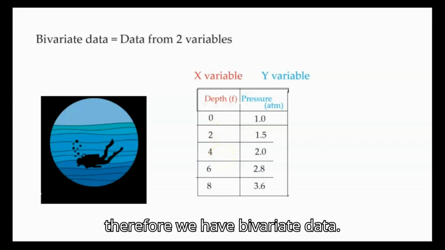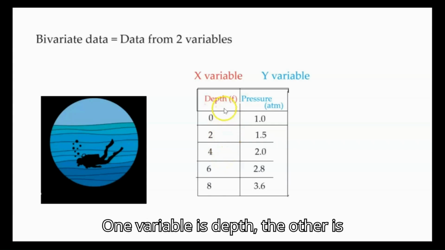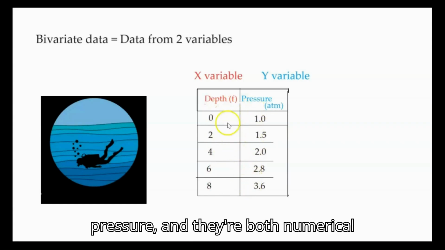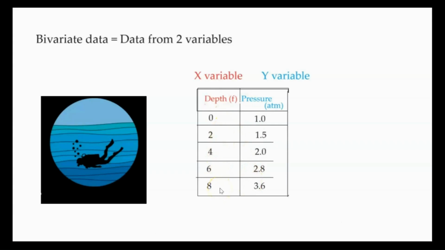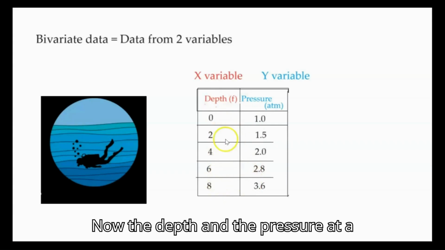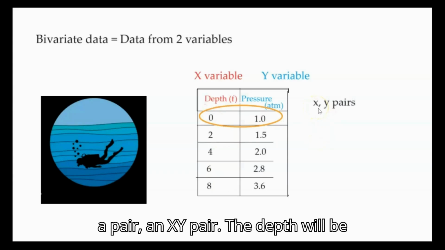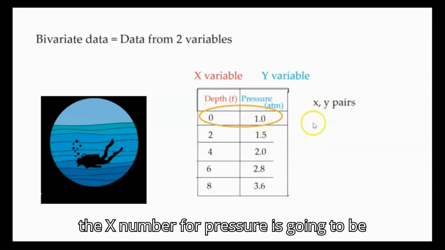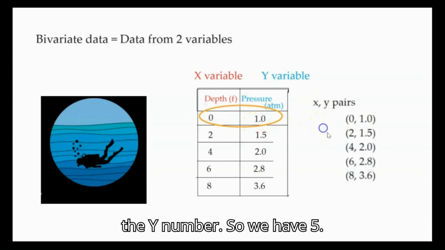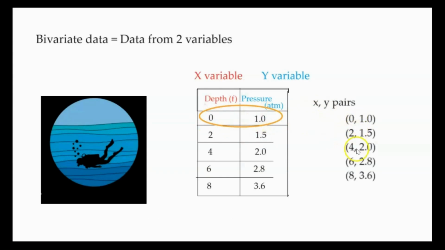So therefore, we have a bivariate data. One variable is depth, the other is pressure, and they're both numerical variables. Now, the depth and the pressure at a particular point is called a pair, an XY pair. The depth will be the X number, pressure is going to be the Y number. So we have 5 XY pairs here.